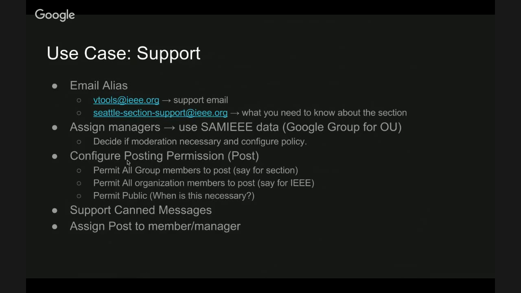So as we see, once we create a group for an alias, we can assign managers to it using data from SAMI. All of Google Apps is programmable, so we can automatically provision content. Who are the users? Who are the members? Who are the owners? We can automatically provision all of those into the group, and IEEE IT is doing that currently for many of the groups. Of course, we can configure posting permissions based on the use case we have in mind.